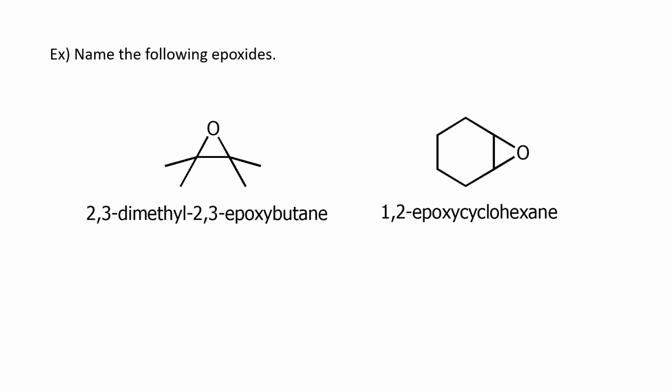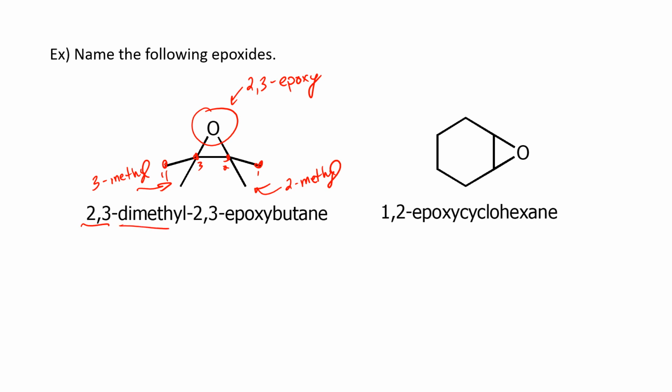All right, so let's name the longest parent chain. We have 1, 2, 3, 4 carbons in the chain. If we number it 1, 2, 3, 4, that gives us a 2,3-epoxy. And then we've got a 2-methyl. There's a 3-methyl. All right, so we've got our 2,3-dimethyl-2,3-epoxybutane.